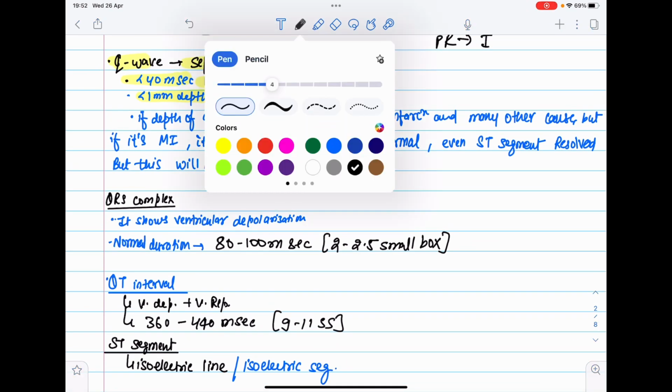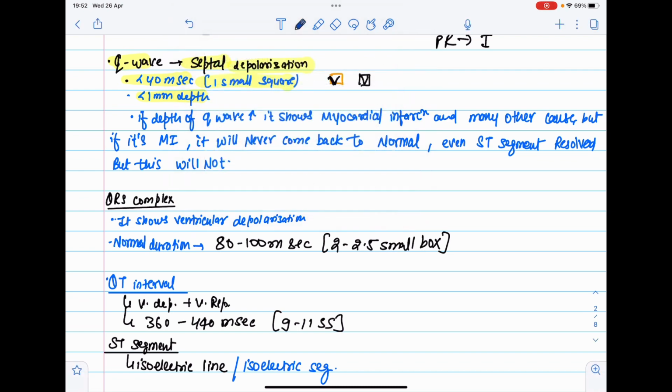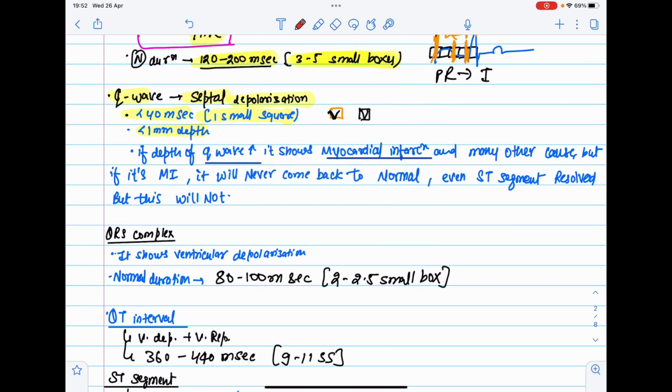In many cases, you will see ST elevation and other things also. And this Q wave depth increases not only in myocardial infarction, but in other causes also. But I told you specifically myocardial infarction because we are studying this topic a lot. So what is going on in this QRS complex in myocardial infarction? It should be in one box only, but in myocardial infarction, this depth will increase and it will cover more than one small box.